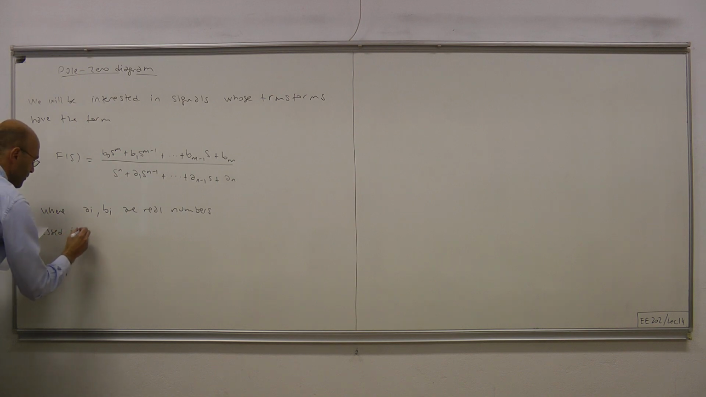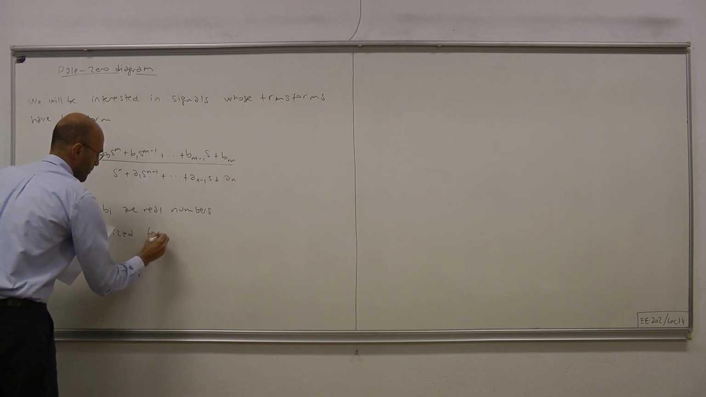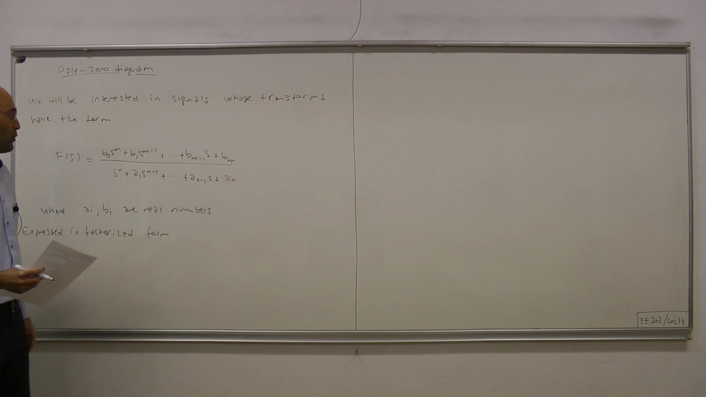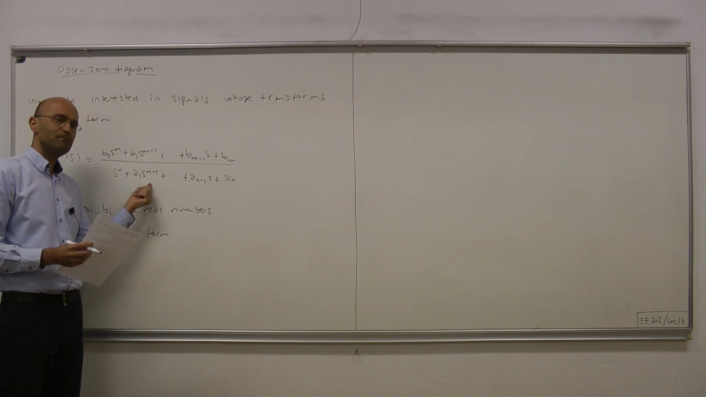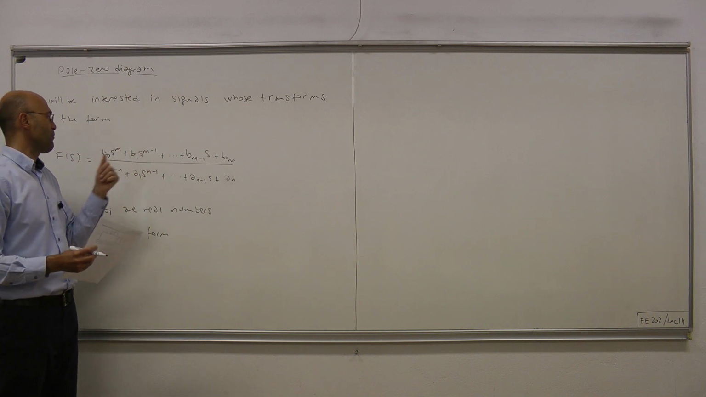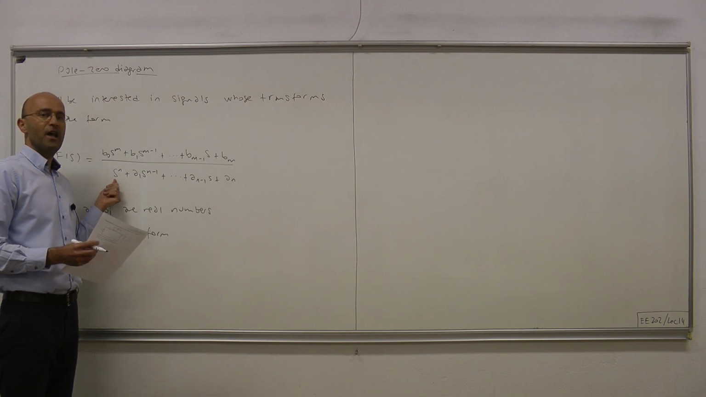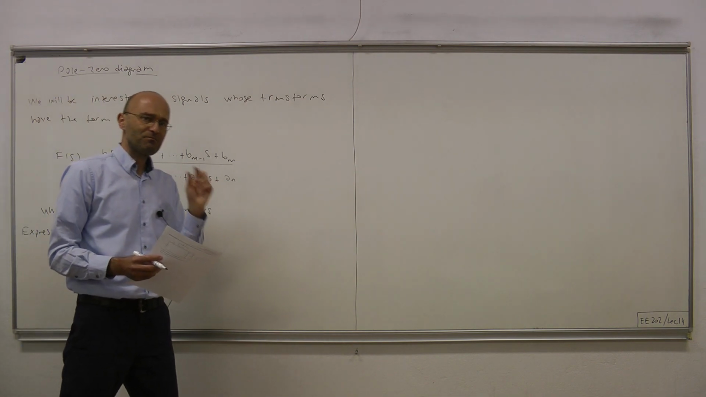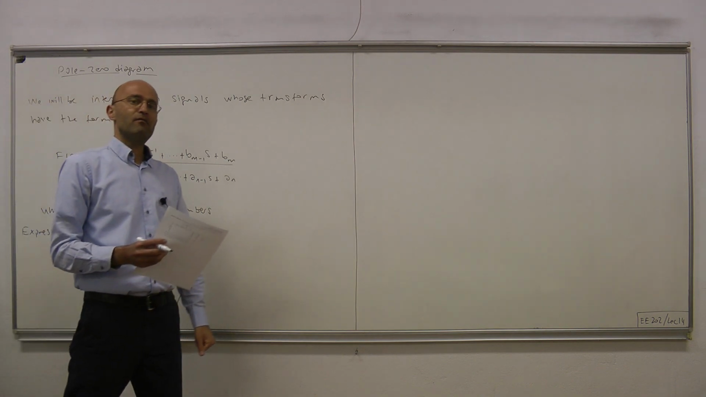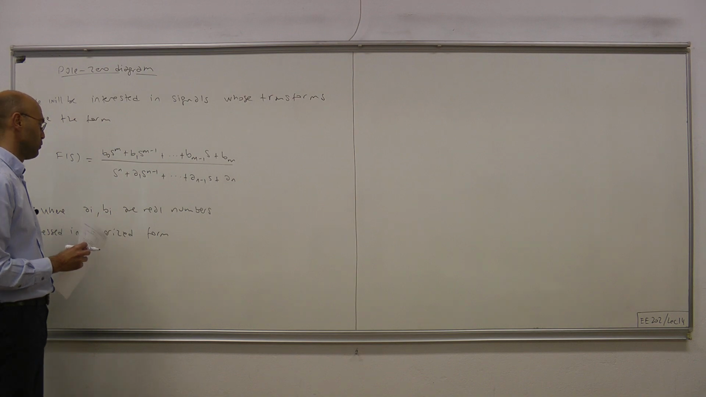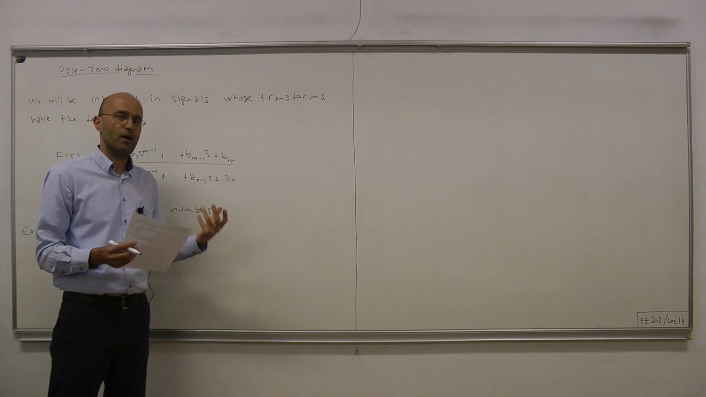Now, expressed in factorized form, this ratio can be written as follows, and by factorized form we mean the following. This is an nth order polynomial, therefore it will have n roots. This is an mth order polynomial, it will have m roots. Therefore each polynomial can be written as a product of first order polynomials, and if you write F of s in that form, that's called the factorized form.